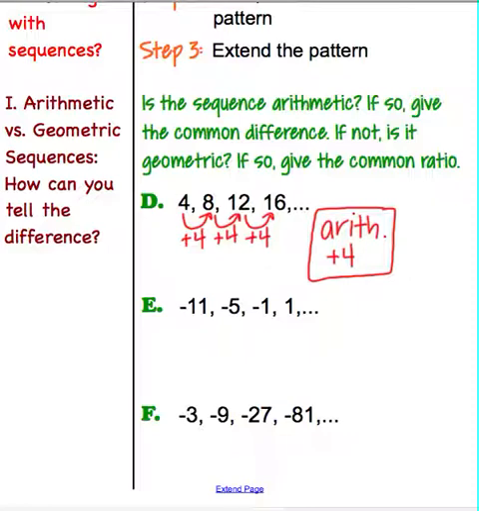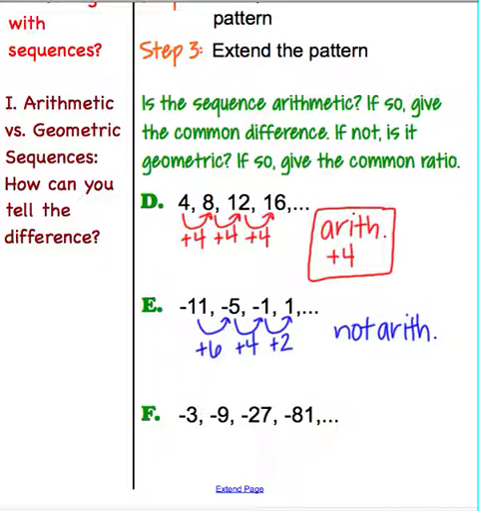All right, taking a look at this problem. Going from negative 11 to negative 5, that is adding 6. When I go from negative 5 to negative 1, that is adding 4. When I go from negative 1 to 1, that is adding 2. Now, this one is not arithmetic because it doesn't have a common difference, so we're going to write not arithmetic.